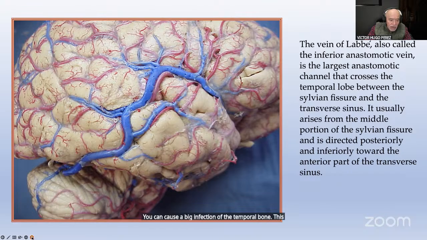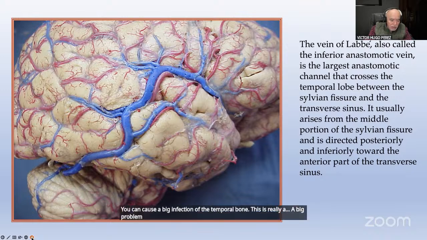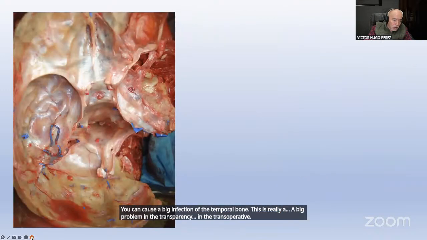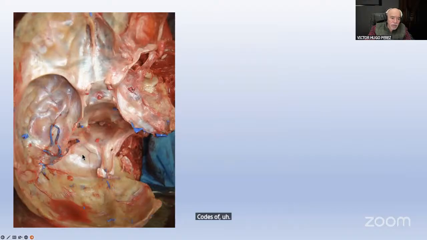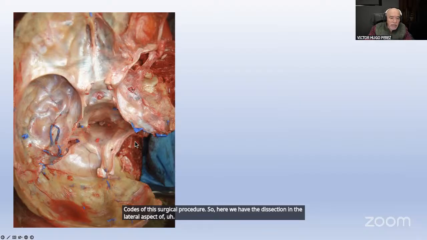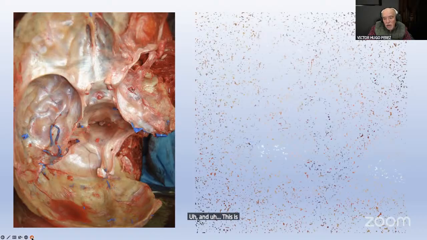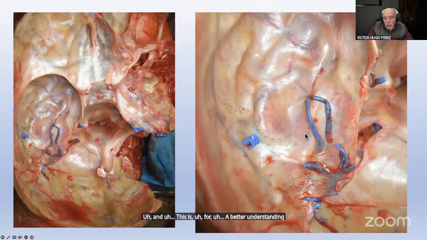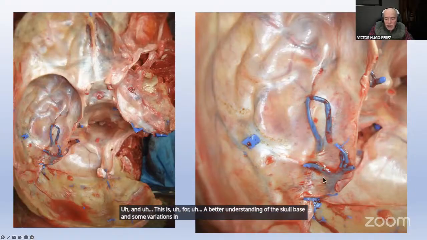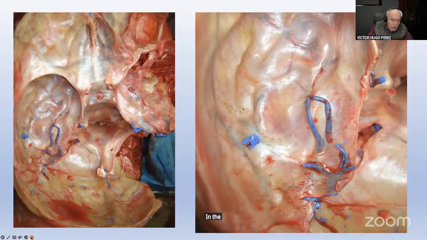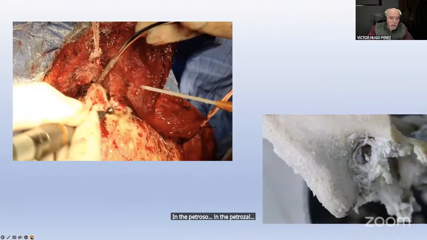This is really a big problem in the intraoperative course of this surgical procedure. So here we have a dissection in the lateral aspect of this skull base, and this is for a better understanding of the skull base and some variations in the venous drainage in the petrosal part of the skull base.